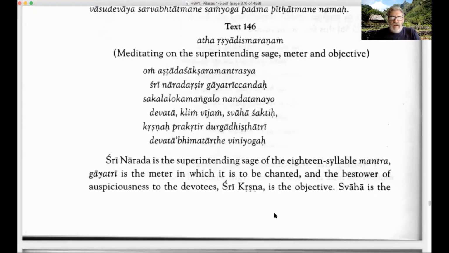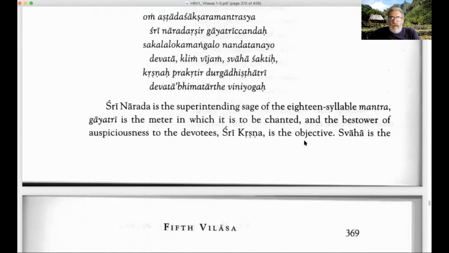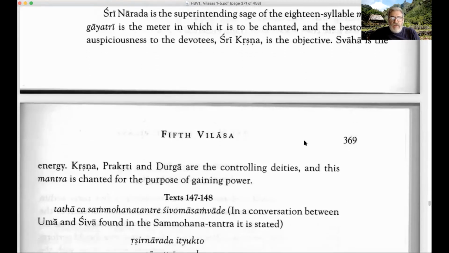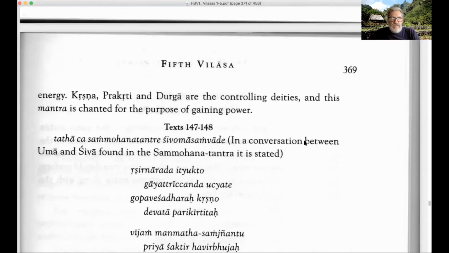So, Sri Narada is a superintending sage of the 18-syllable mantra. Gayatri is the meter in which it is to be chanted, the bestower of auspiciousness to the devotees. Sri Krishna is the objective, he's the Devata. Swaha is the energy. Krishna, Prakriti, and Durga are the controlling deities, and this mantra is to be chanted for the purpose of gaining power. Okay, so that's what it says.